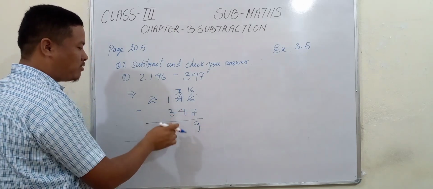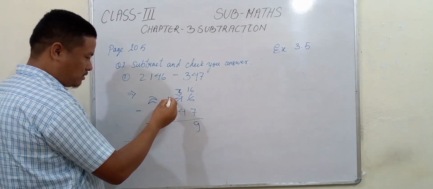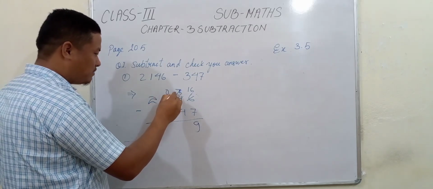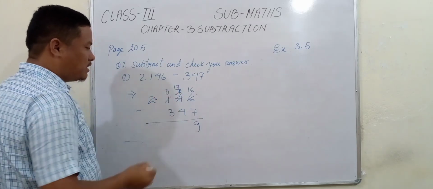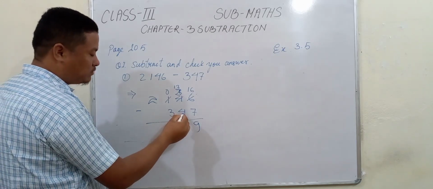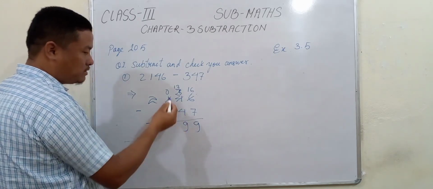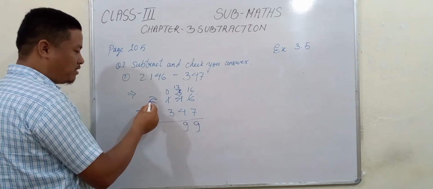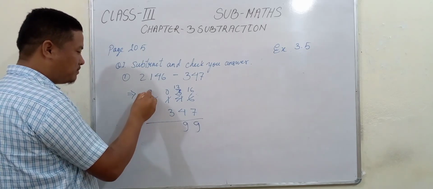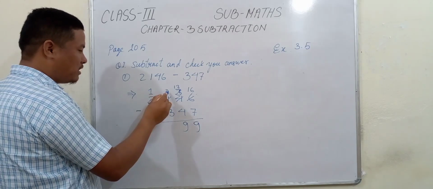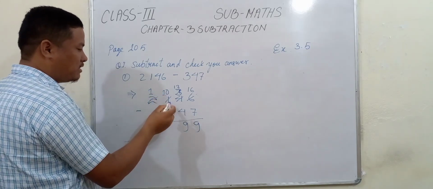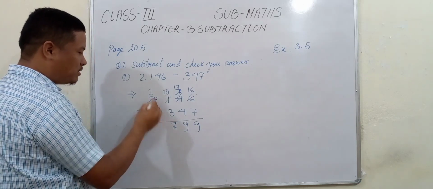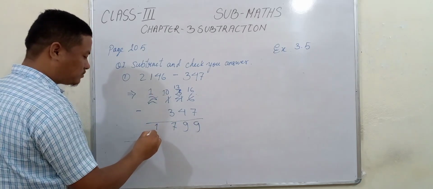So we'll take 1 ten from 1. Then when we take 1 ten from 1, it becomes 0 and 3 becomes 13. 13 minus 4, 9. 0 minus 3 is not possible. So we'll take 1 ten from 2. Then 2 becomes 1 and 0 becomes 10. 10 minus 3, 7, and there is no number, so we put down 1.